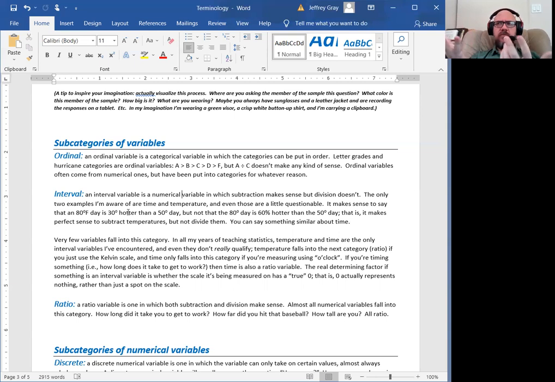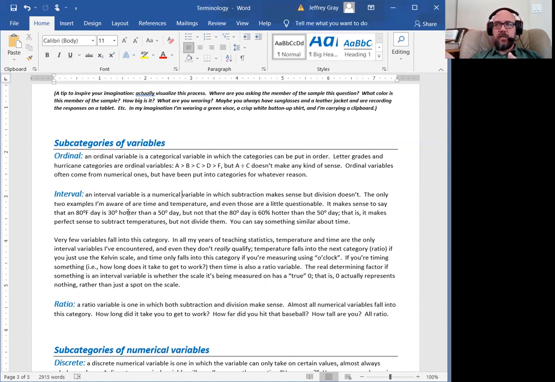Same thing with time if you're going by o'clock. If I say our meeting tonight is at 6 o'clock versus our meeting tonight is at 8 o'clock, 8 o'clock is not like 1 1/3 more than 6 o'clock. Dividing 8 o'clock by 6 o'clock doesn't make any sense. Here are my caveats to those and why I say this isn't that important. If you use Kelvin, temperature's ratio, the 0 actually does mean 0.